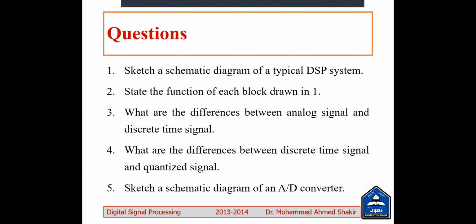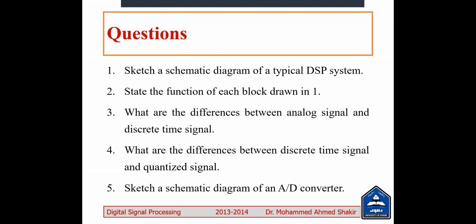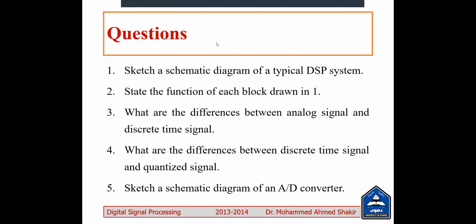Question 4, what are differences between discrete time signal and the quantized signal? Discrete time signal is a signal which is discrete in time and continuous in amplitude, while the quantized signal is a signal which is discrete in time and discrete in amplitude. Of course, question 5 is very simple and easy. Sketch a schematic diagram of an A to D converter. Okay, this is about this lecture.